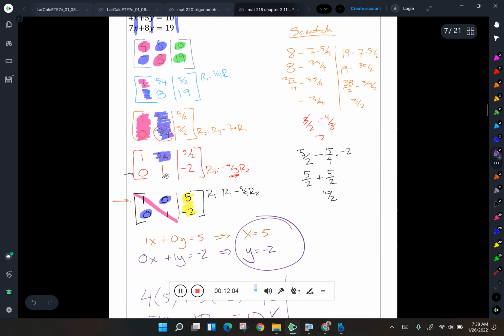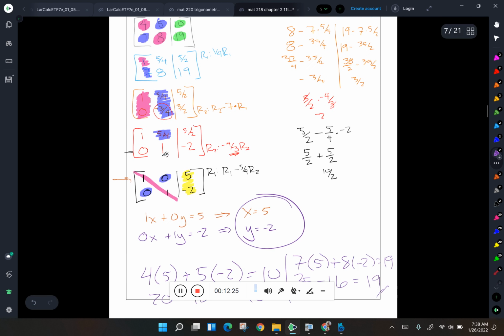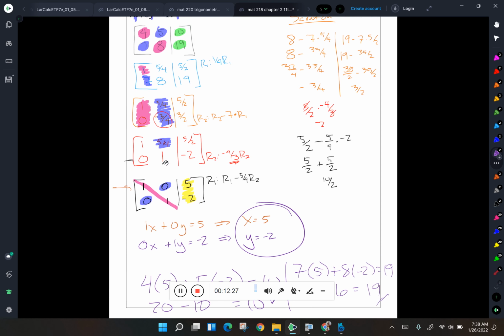The other equation was 7, 8, and 19. So 7x plus 8y was supposed to be equal to 19. 7 times 5 is 35, minus 16 is indeed equal to 19. And so that's my solution to my system. This approach is called the Gauss-Jordan approach.